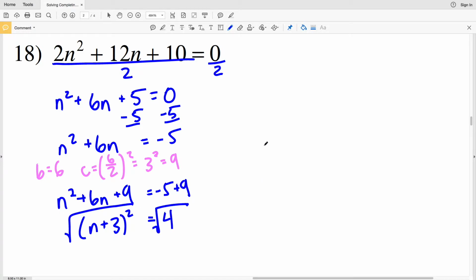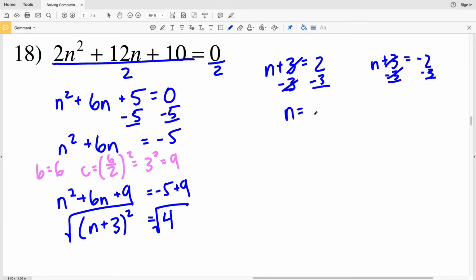Now I'll take the square root of both sides. So n plus 3 will either equal the positive square root of 4, which is 2, or n plus 3 is going to equal a negative square root of 4, which is negative 2, since negative 2 squared equals positive 4 and 2 squared equals positive 4. So I'll subtract 3 from each side of both those equations in order to isolate my n. So n will equal 2 minus 3, which is negative 1, and n will equal negative 2 minus 3, which is negative 5. So my solutions for number 18 are negative 1 and negative 5.